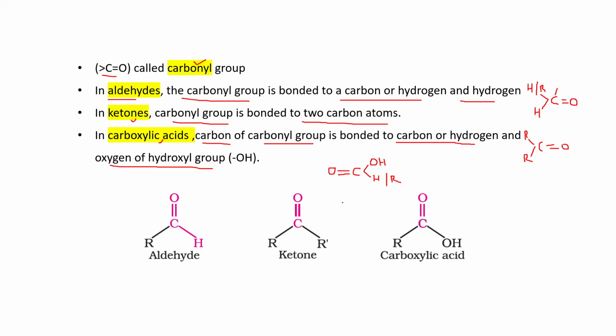Clear? You can see this is an aldehyde. Now this R may be H or any alkyl group. In the case of a ketone, both R and R dash are alkyl groups. In the case of a carboxylic acid, this is R, an alkyl group. In place of this alkyl group, hydrogen may also be there.